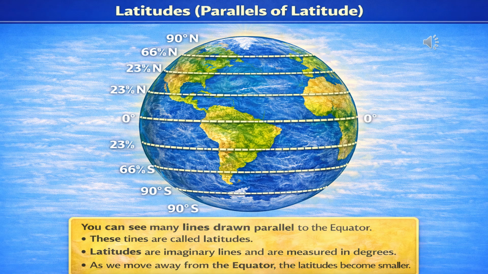Now observe this image carefully. You can see many lines drawn parallel to the equator. These lines are called latitudes. Latitudes are imaginary lines and are measured in degrees. As we move away from the equator, the latitudes become smaller.